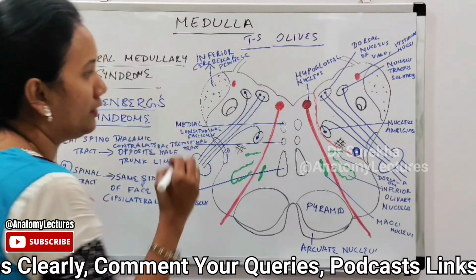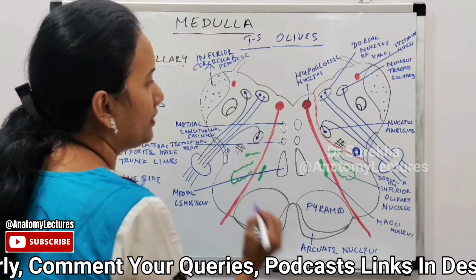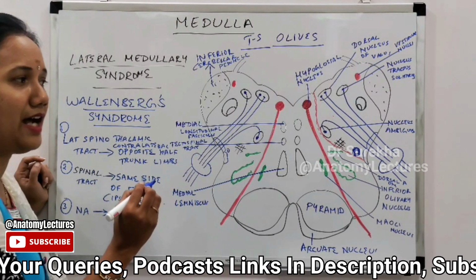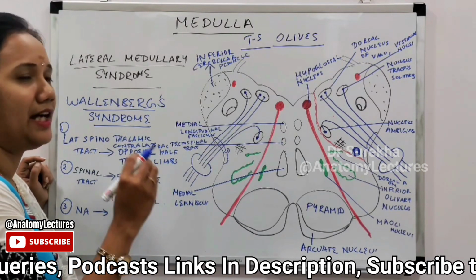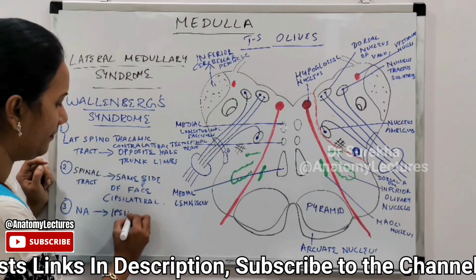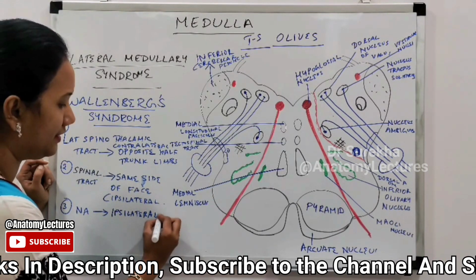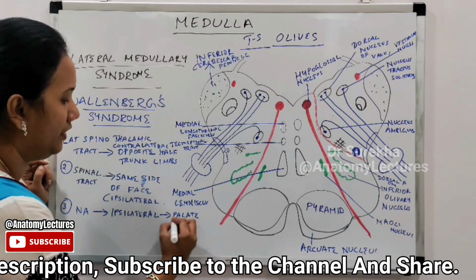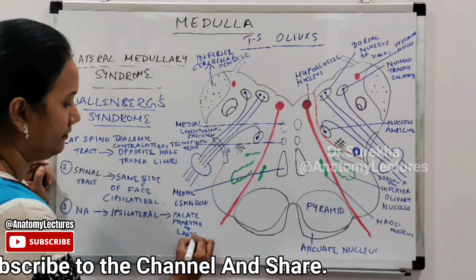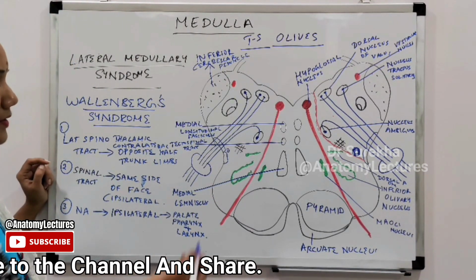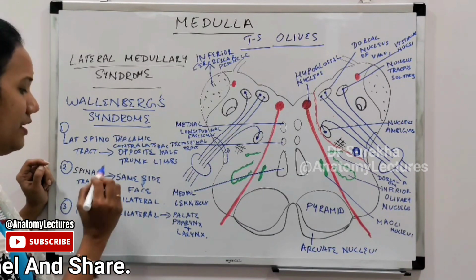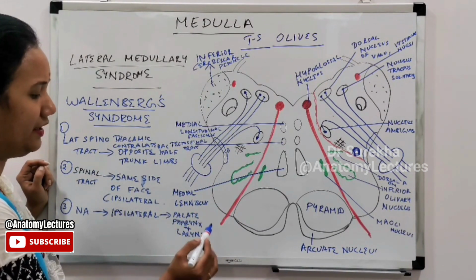Next, what are the other nuclei which are involved? So you see, this is the nucleus ambiguus. The nucleus ambiguus is being involved. I told you in my previous lecture that this nucleus ambiguus will give rise to motor fibers of the 9, 10 and 11 cranial nerves. So because the nucleus ambiguus is being involved, there will be an ipsilateral paralysis, that is same side paralysis, of the muscles of the palate, pharynx and larynx, because the motor fibers for the 9 and 10 cranial nerves are coming from this. So because the nucleus ambiguus is involved, same side paralysis of the muscles of the palate, pharynx and larynx will be there.